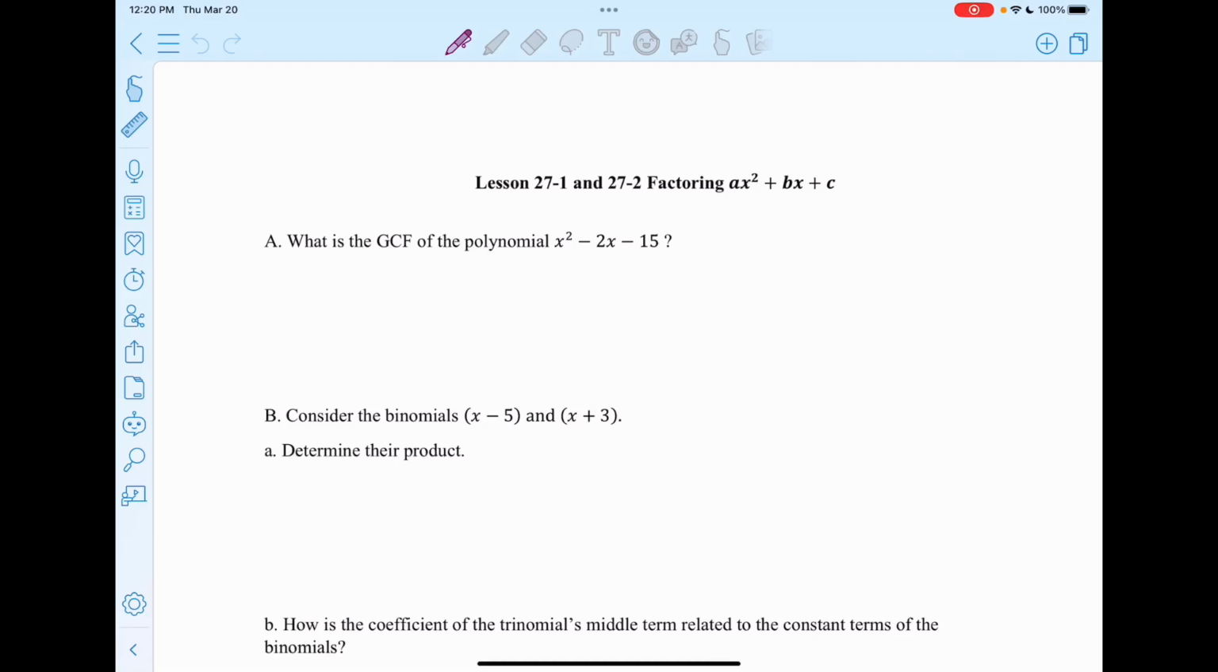Hi everyone, and welcome to this video going over lesson 27.1 and 27.2, factoring trinomials.